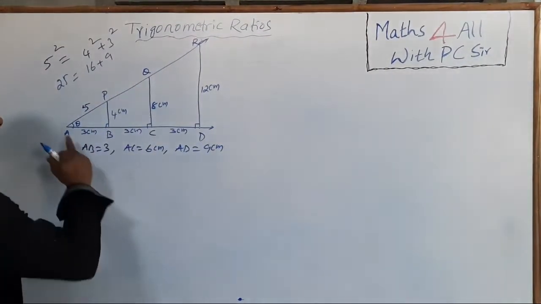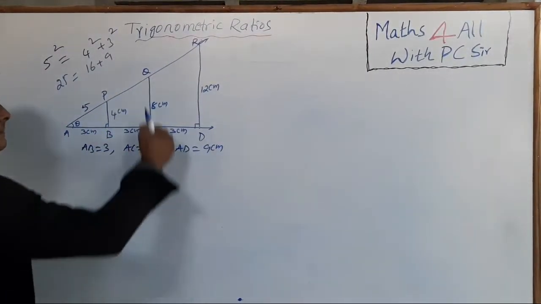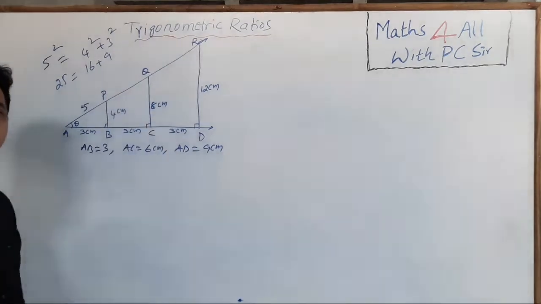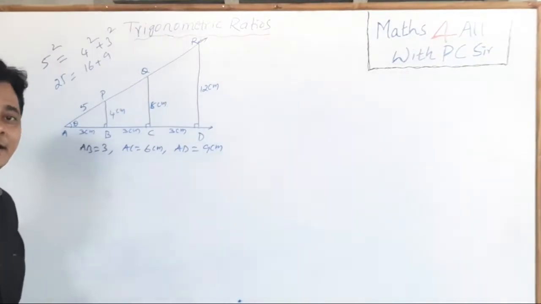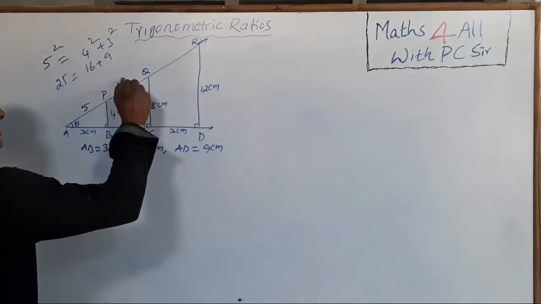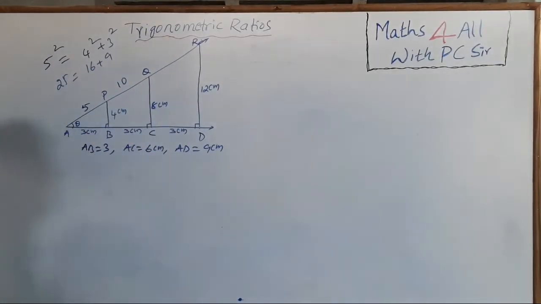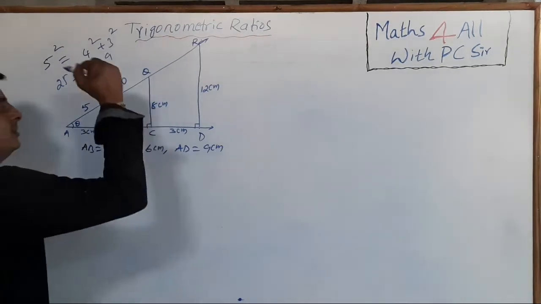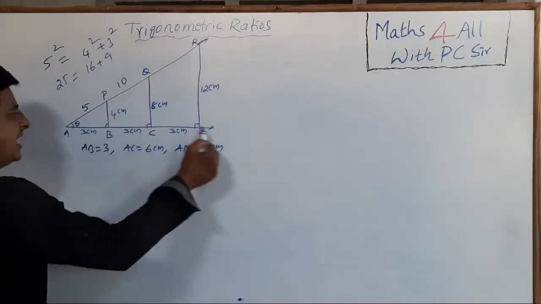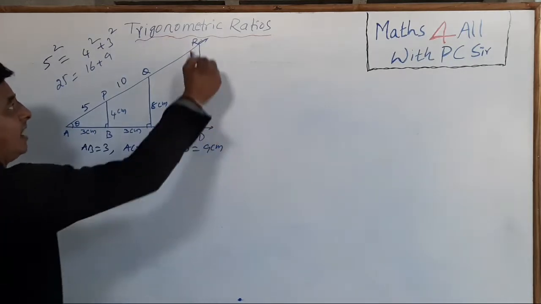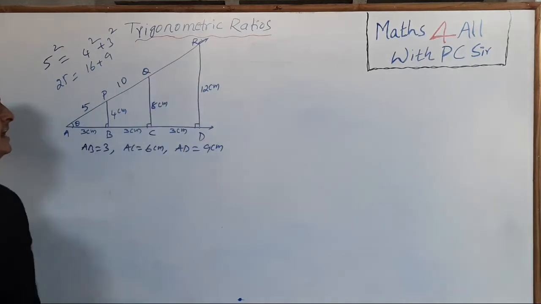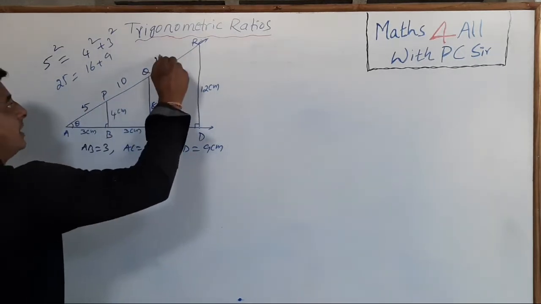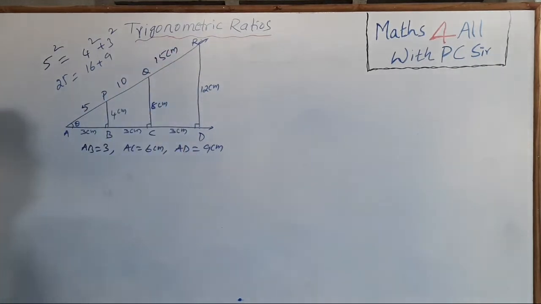As well, here AC equal to 6 centimeters and QC equal to 8 centimeters. 8 square plus 6 square is 100, that means this one is 10. That is AQ is equal to 10, not PQ. And next, AD is equal to 9 centimeters and RD equal to 12 centimeters, and one more Pythagorean triplet, AR is equal to 15 centimeters.